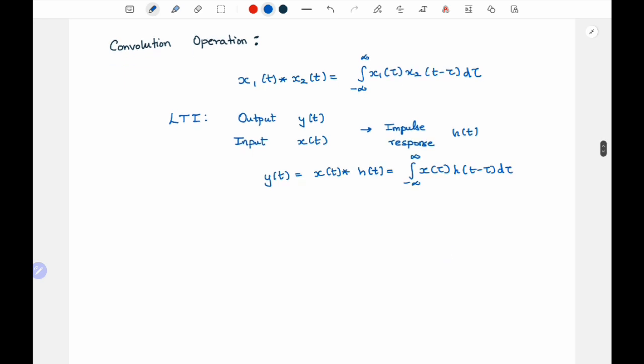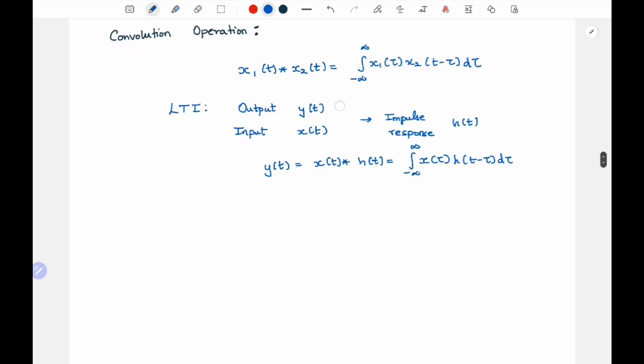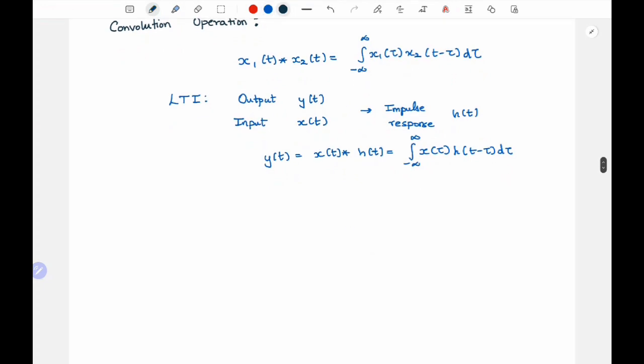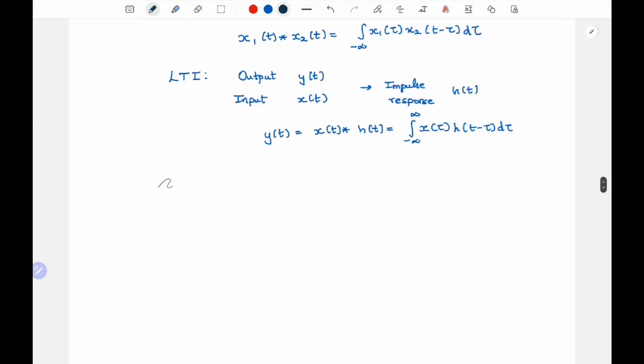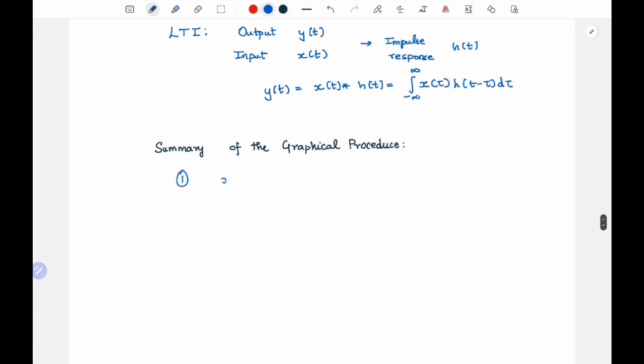So I'll just summarize whatever we discussed in the last class on how to find this integral graphically. Summary of the graphical procedure. So first, what did we do? We took x of tau as it is, right? So x of tau is taken as it is. And next, we need to deal with h of t minus tau. So how did we obtain h of t minus tau?